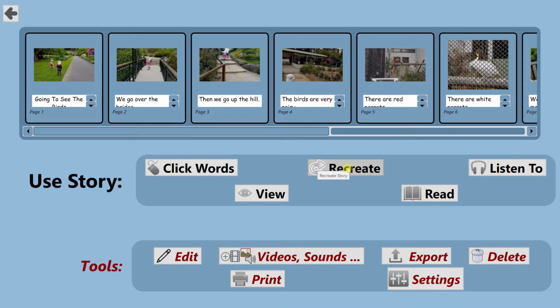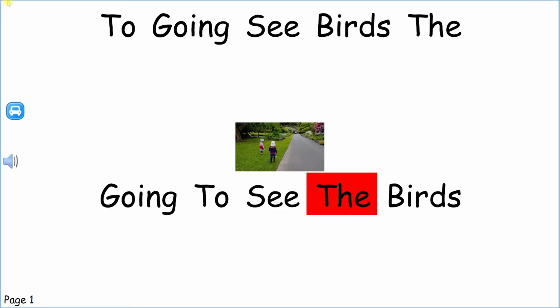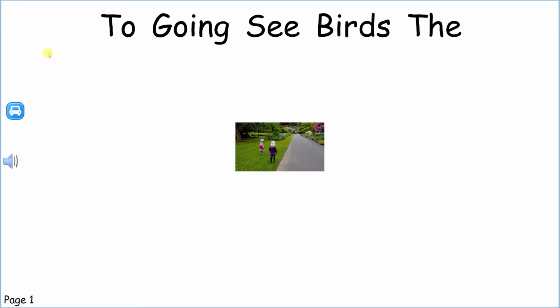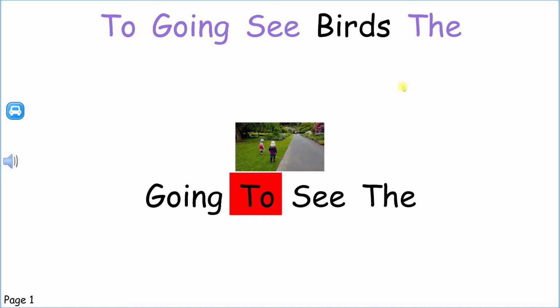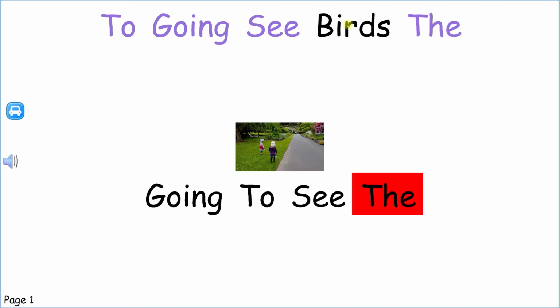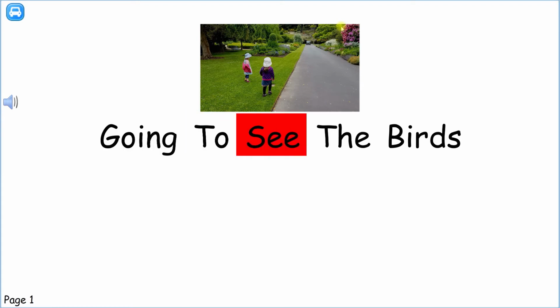And now we're going to recreate the book. Have a look at this. Going to see the birds. Now it's totally quiet, and the student has just got to get the words in the right order for the sentence. Going to see. Going to see the. Going to see the birds.